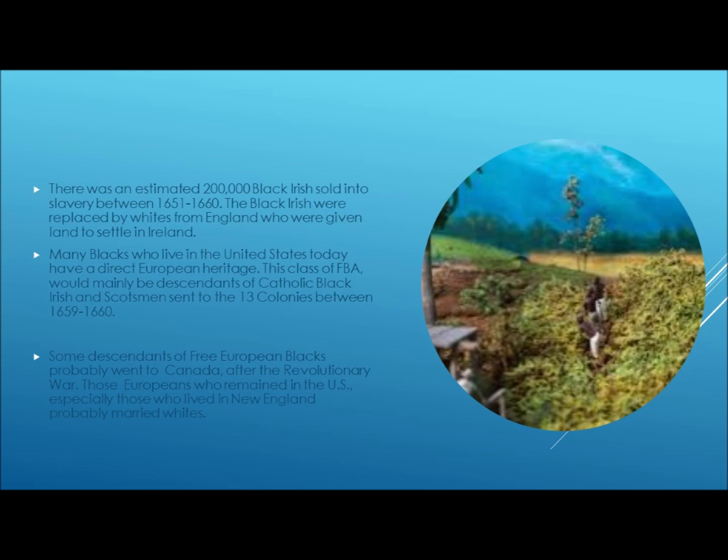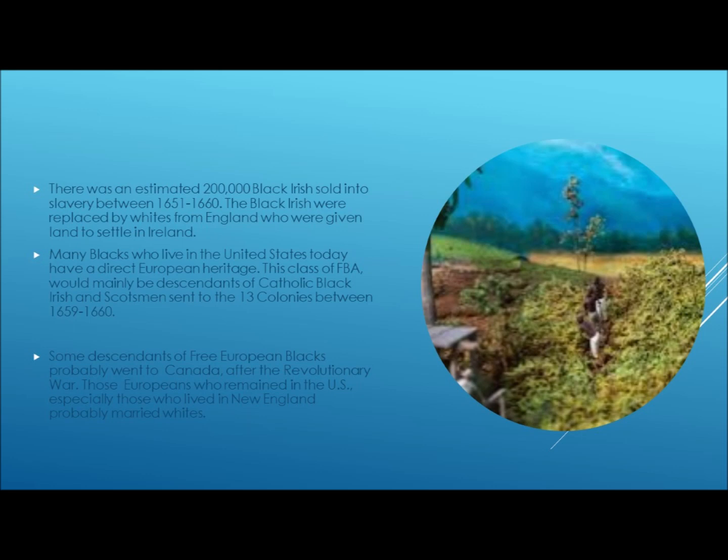The Black Irish were replaced by whites from England who were given land to settle in Ireland. Many Blacks who live in the United States today have a direct European heritage. This class of FBA would mainly be descendants of Catholic Black Irish and Scotsmen sent to the 13 colonies between 1659 and 1660. Some descendants of free European Blacks probably went to Canada after the Revolutionary War. Those Europeans who remained in the United States, especially in New England, married white women. And over time, these Black people would have become white because they would have been just marrying white women all the time.